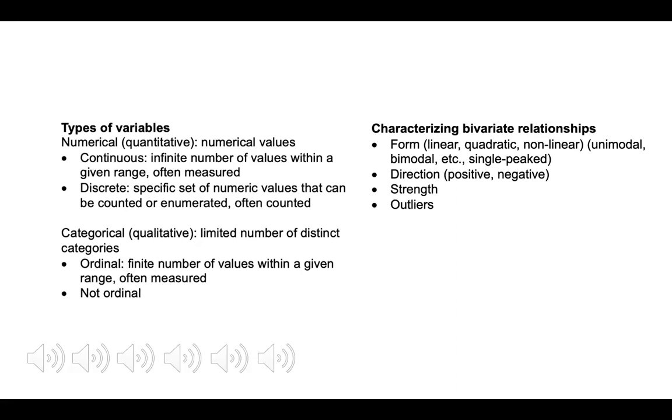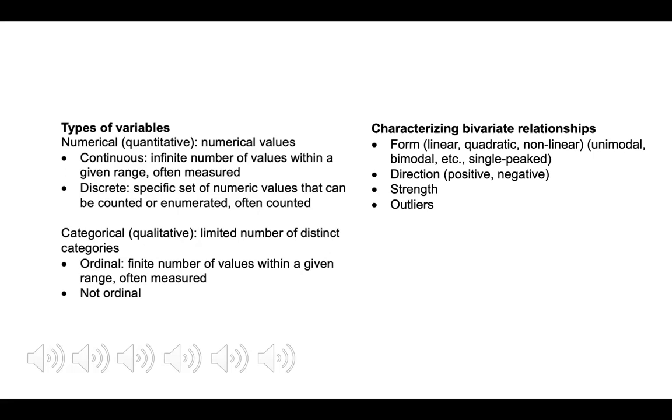One of the most important things we have to keep in mind is the types of variables we are dealing with. If we are dealing with numerical or quantitative values, we can have two types. One is continuous variables, which means it can take an infinite number of values within a specific range. Another type is discrete variables, which means they can only take specific steps. It doesn't have an infinite number of values within the range.